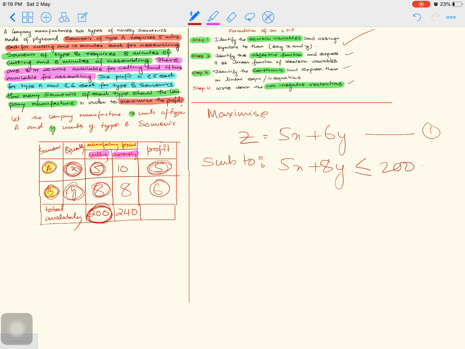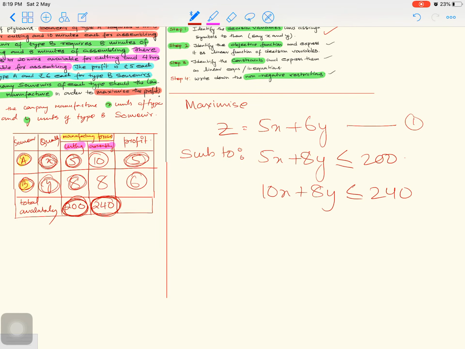The second constraint, quite clear here, 10x plus 8y, because 10x plus 8y would mean time for assembling type A as well as time for assembling type B. Total time for assembling only. And how much time do you have here? Look at the circled one here, 240. So it has to be less than equals to 240. So that is my constraint 1 and constraint 2. I have 2 constraints here.